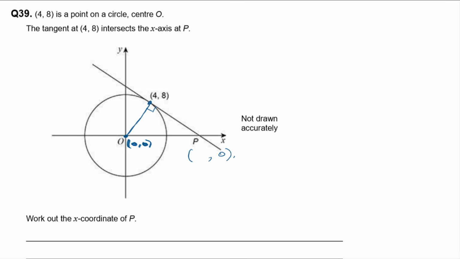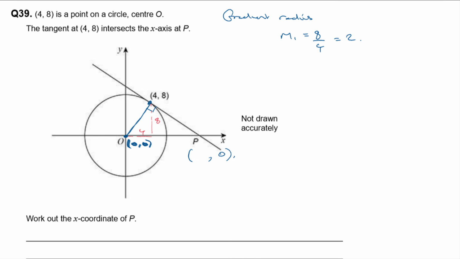Okay. So let's find out the gradient of the radius first. So gradient of the radius, I'm going to call that m1, and that's going to equal changing y from 8 down to 0 and changing x from 4 down to 0. That's 8, that's 4, isn't it? So m1 is going to be the change in y, 8, divided by the change in x, which is 4. Give me a gradient of m1 is equal to 2.